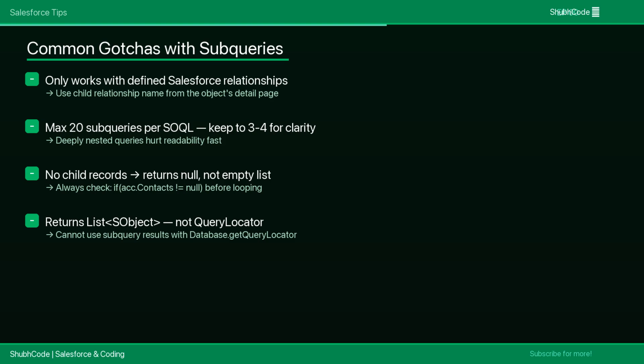A few things to watch out for. First, subqueries only work for child-to-parent relationships defined in Salesforce. You can't just put any object in there. Second, you can have up to 20 subqueries in a single SOQL statement, but realistically keep it to 3 or 4 for readability. Third, if no child records exist, the relationship field returns null in Apex, not an empty list, so always null check before iterating. And fourth, in SOQL in Apex, the child relationship list comes back as a list type, not a query locator. This matters if you're doing pagination.